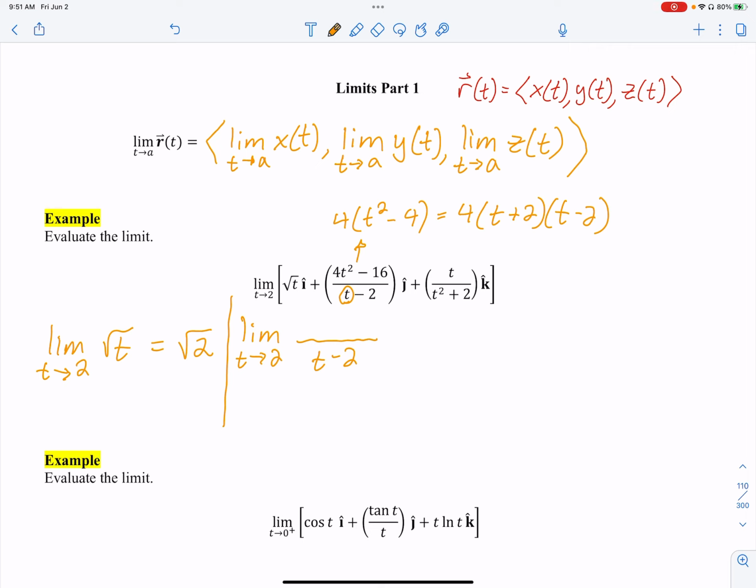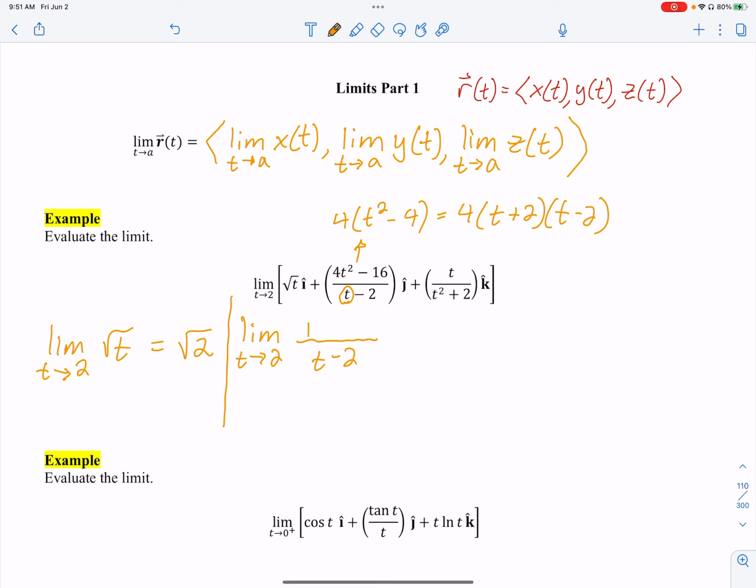Now, one thing I want to voice, because I always get this on my tests, just because you can't plug it in doesn't mean the limit doesn't exist. I have so many people just plug in 2, and they're like, oh, I can't divide by 0, DNE, does not exist. Limit doesn't exist. Well, that's not true. We can manipulate things algebraically to help us find an answer because we don't care what happens at the point. We care about what's happening as we approach it. What is it going to?